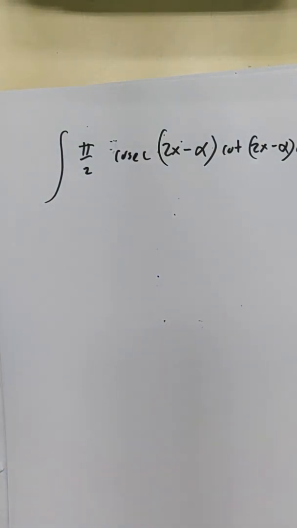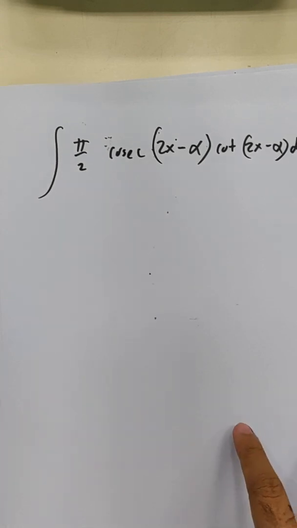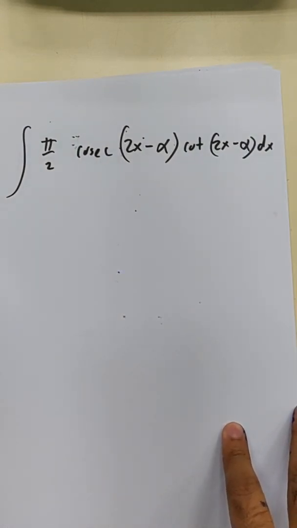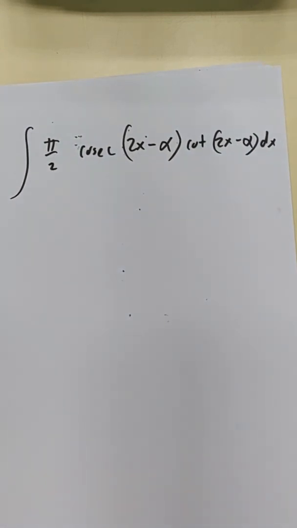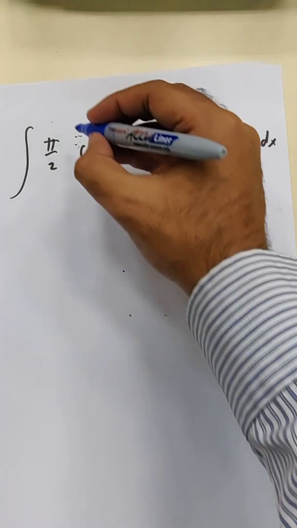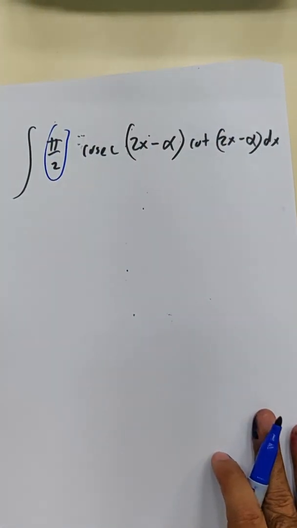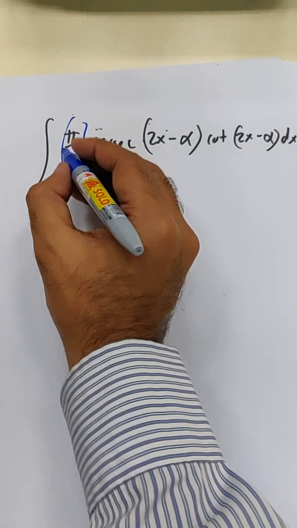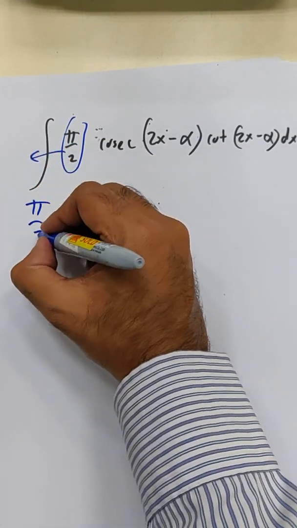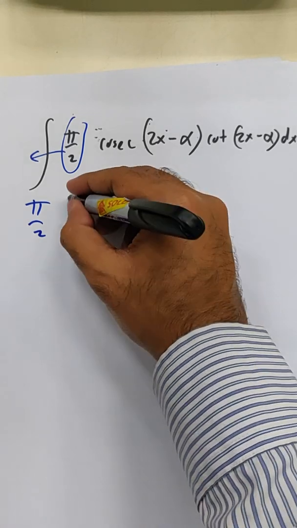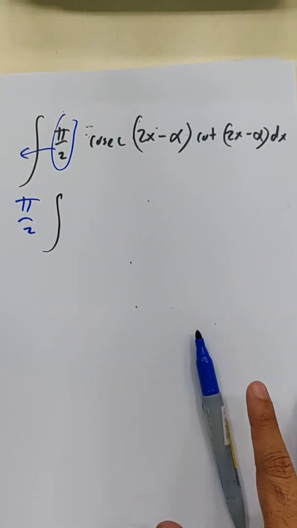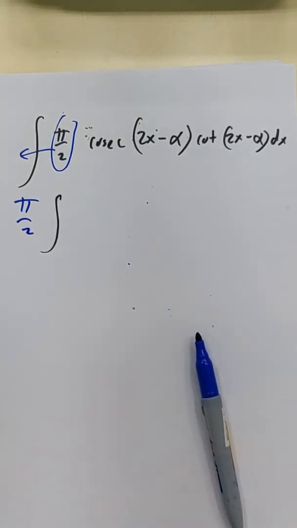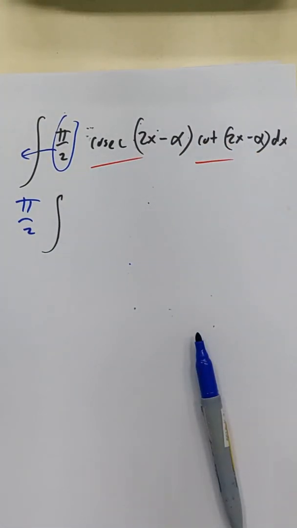What do you think of this? Okay, let's make your life a bit simpler. What does pi over 2 mean? It's a constant, so you can take it out. Now what about the cosec and cot? Should I split it up? Or should I do something with it? What should I do with the cosec and cot?